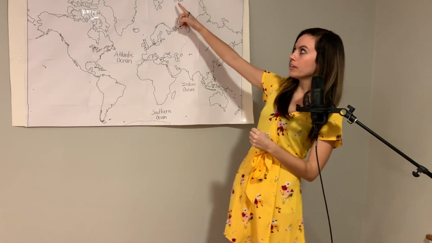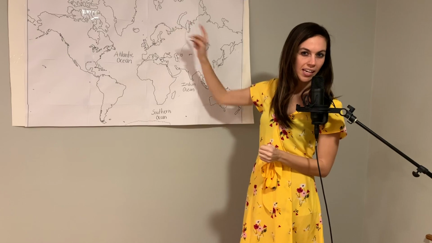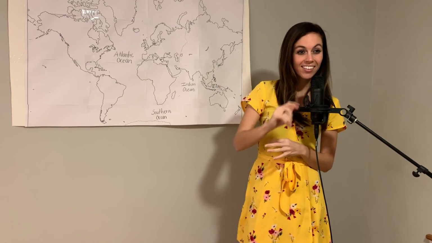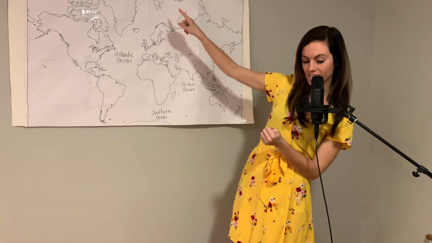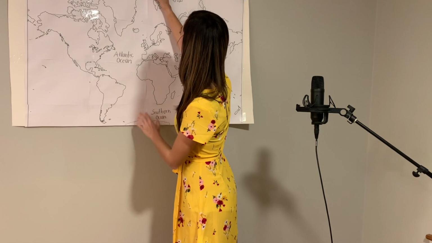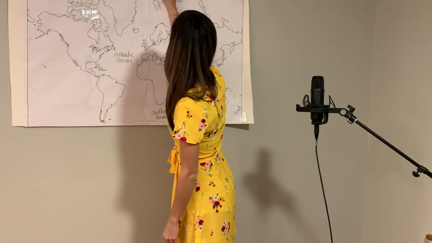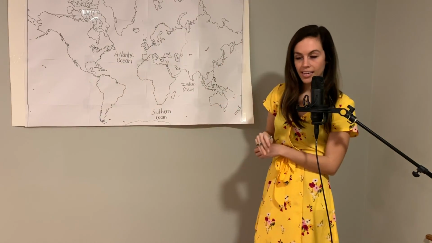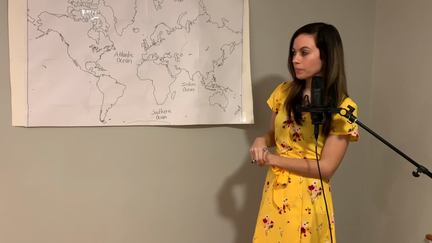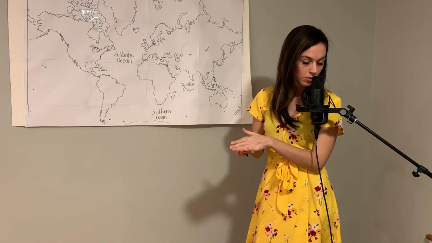Up here, does anyone know what's up here? What habitat? When we talked about habitats, it's not Antarctica, but what is up there? Sometimes you can call it the North Pole. It's another way to think about it. Yes, up there is the Arctic Ocean. And we have one more ocean, and that ocean is the Pacific Ocean.